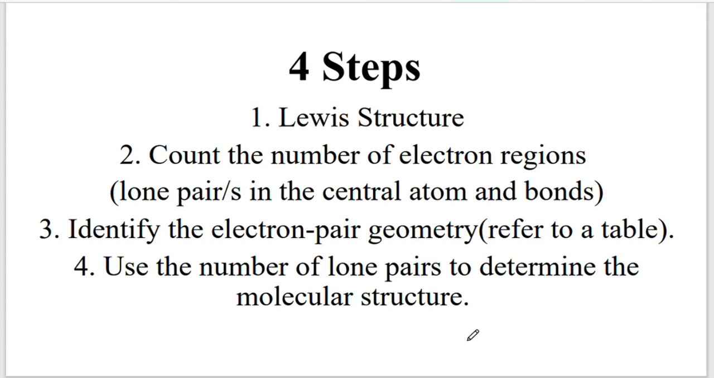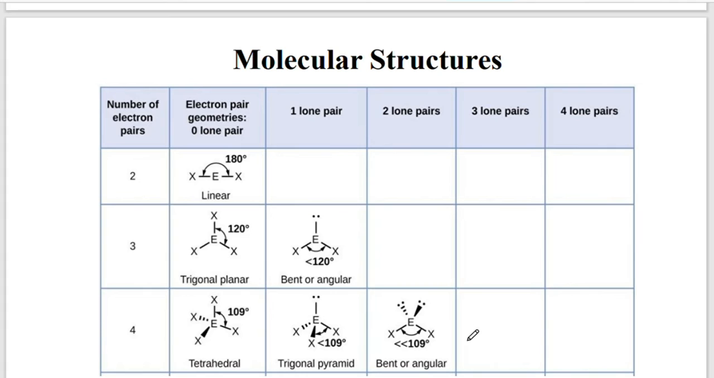First, the Lewis structure. Second, we need to count the number of electron regions. This could be lone pairs in the central atom or bonds, either single, double, or triple. Third, we need to identify the electron pair geometry, and this refers to a table. And fourth, we need to count the lone pairs to determine the molecular structure, and this is also provided in a table.